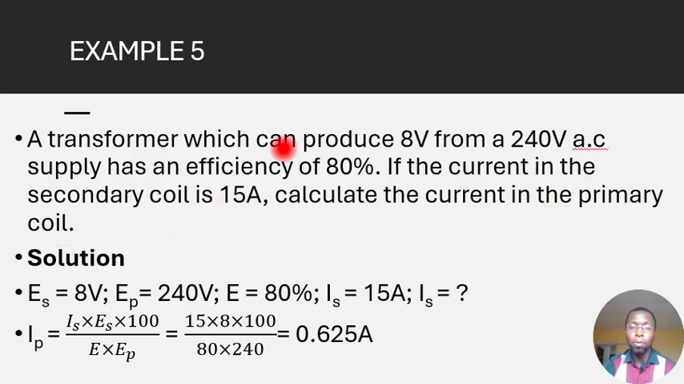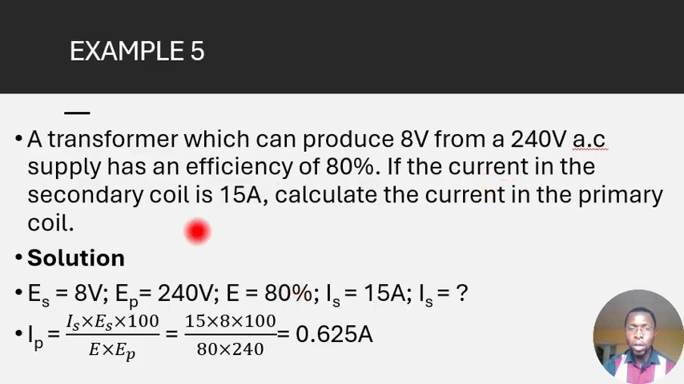Okay, let's take out our parameters again. This transformer produces 8 volts. What that means is that the secondary voltage, the supply voltage, is 8 volts. That means our ES is 8 volts. From the main supply is always the primary. So we have our primary voltage to be 240 volts. So EP is 240 volts. And then the efficiency of the transformer is 80. So our capital E is 80%.